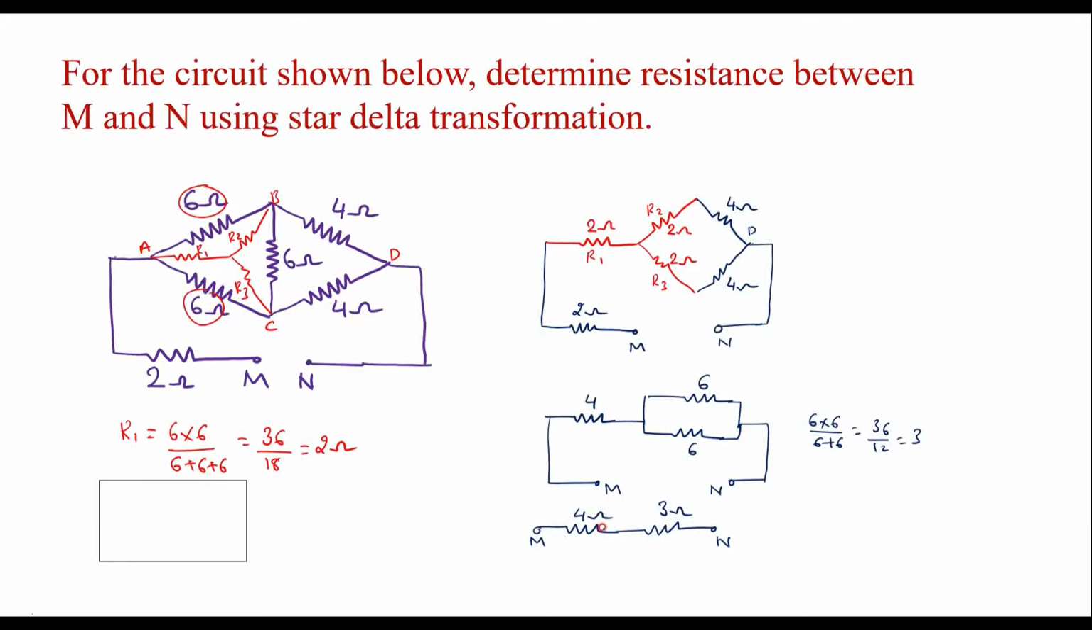Now here we can see that 4 and 3 are in series. This can be replaced by a single resistor, this is M, this is N. The value of this resistor is the same, 7 ohm. So therefore the equivalent resistance between terminals M and N is 7 ohm, that is RMN is equal to 7 ohm.